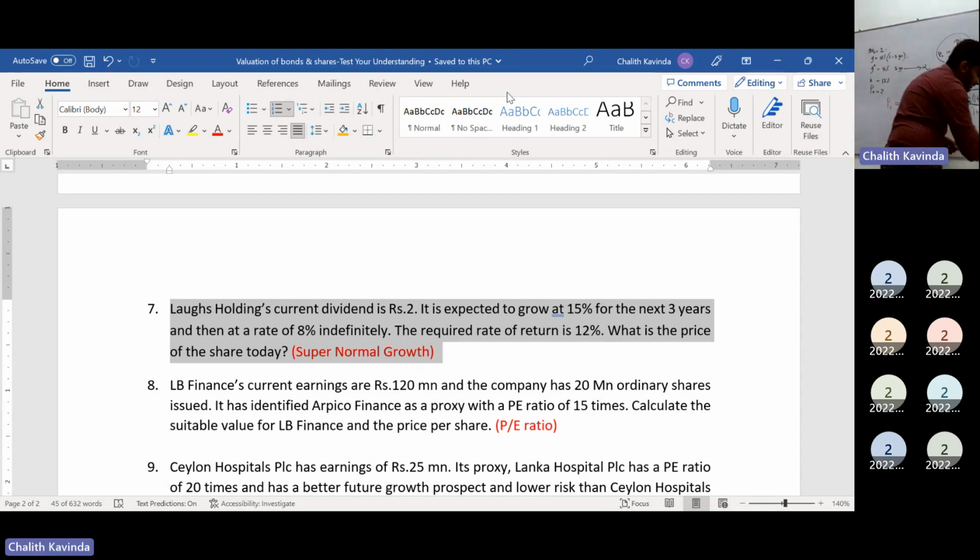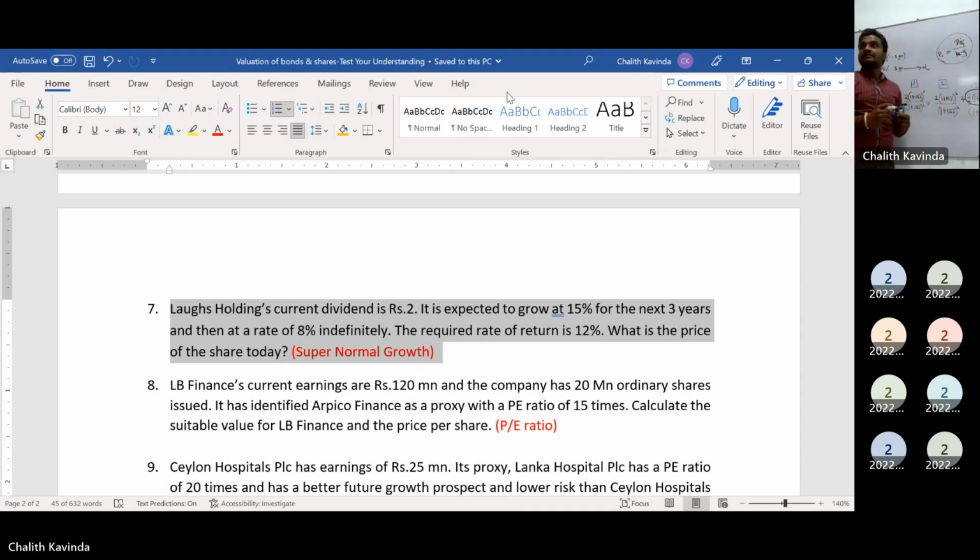Then what is the answer? How much? I think online students, can you all see the bottom line of the whiteboard? Yes, sir, we can see. How much? 58.42. Good. So simply you got the present value of the infinite stream of dividends.